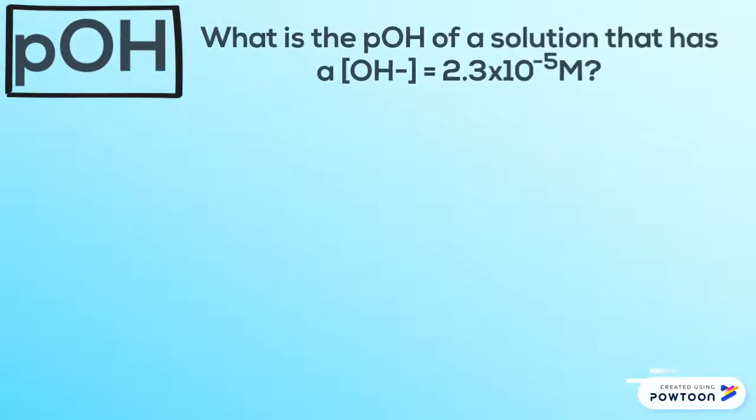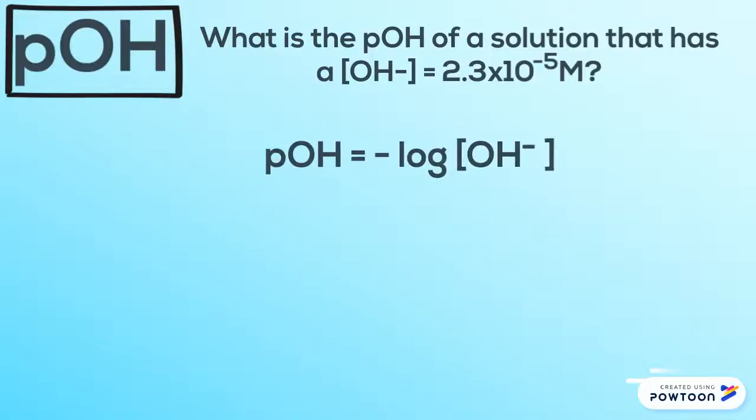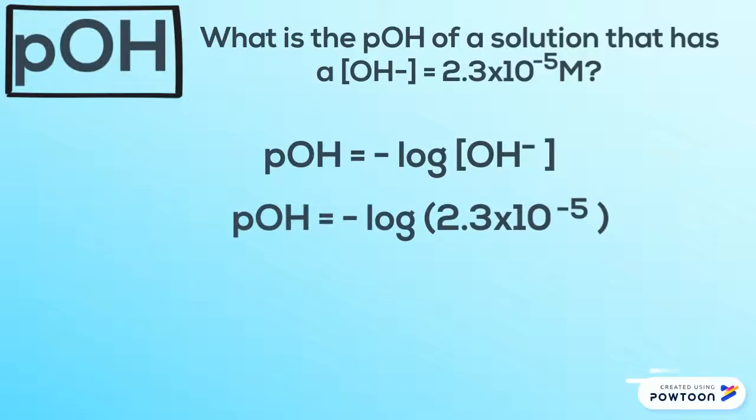For this example, we want to find the pOH of a solution that has an OH concentration of 2.3 times 10 to the negative 5th. We're going to use our pOH equation, plugging in 2.3 times 10 to the negative 5th for OH, and then solving in our calculator.